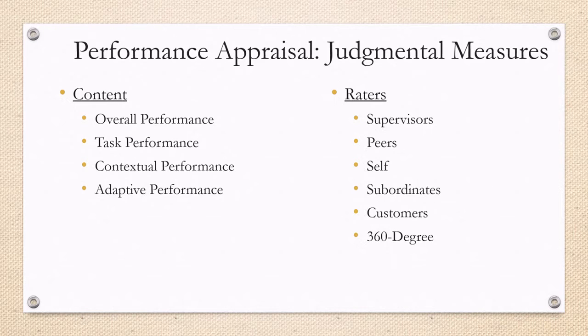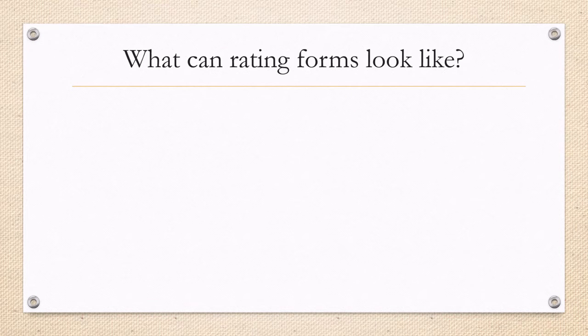There's also a concept called 360-degree feedback. And this is the idea that we get performance feedback from multiple sources. So it could be supervisors, peers, self, and subordinates to give us a full, well-rounded picture of performance from all different viewpoints.